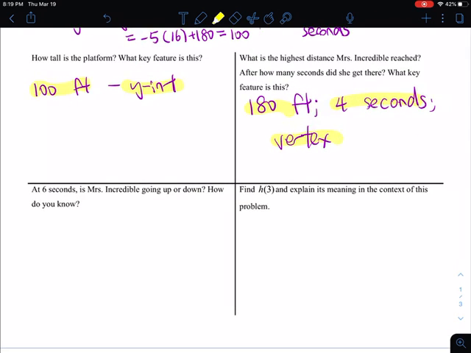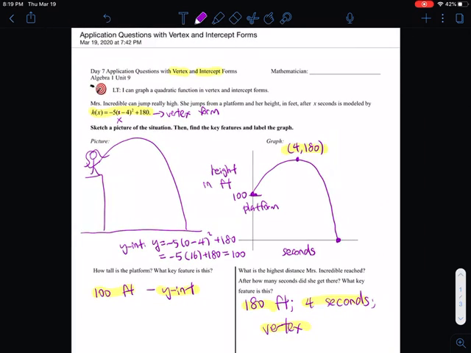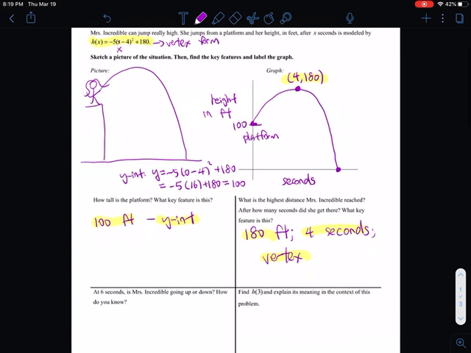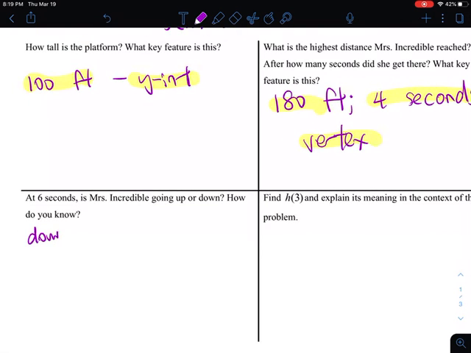Okay, at 6 seconds, is she going up or down? How do you know? Let's go back to our graph. This point where the vertex is, that's at 4 seconds, when x is 4. So at 6 seconds, it'll probably be somewhere right over here. That's when x is 6. Just by looking at the graph, we know she's going to be going down, because this is after the vertex.